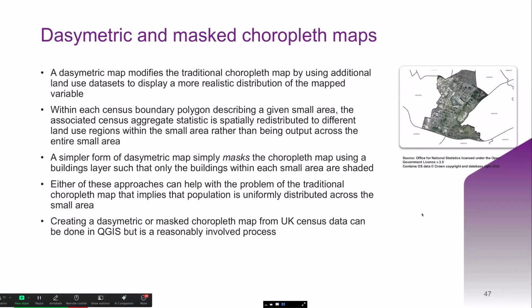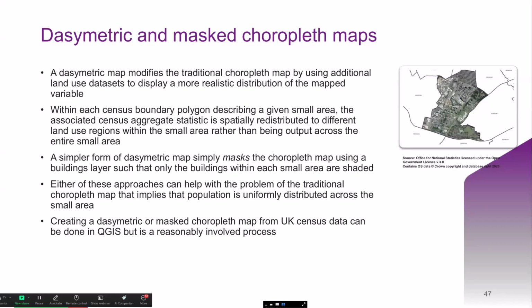It can be done in QGIS, but it's quite an involved process and involves quite a lot of what they call geoprocessing, because you have to overlay the ward boundaries, the census wards, etc., on top of the buildings, and then do what they call a spatial intersection.